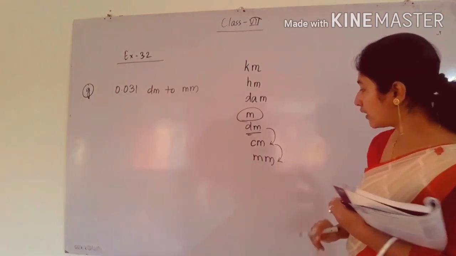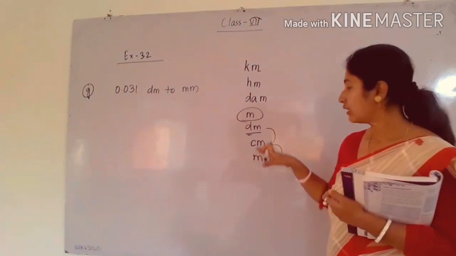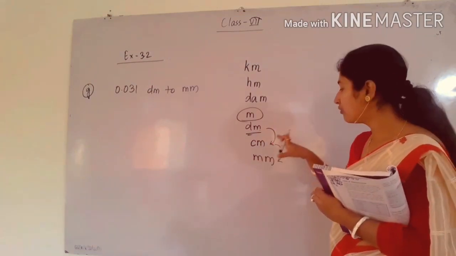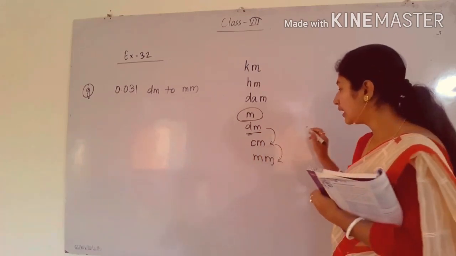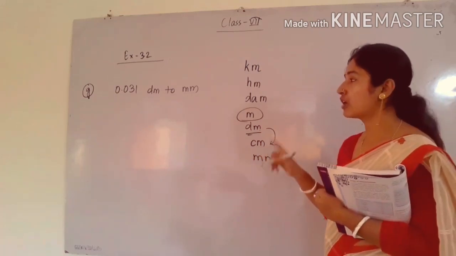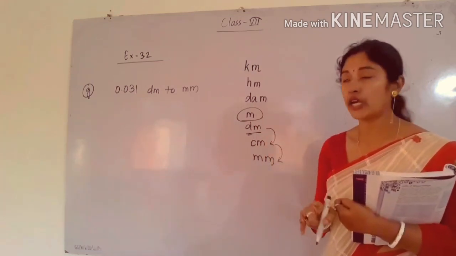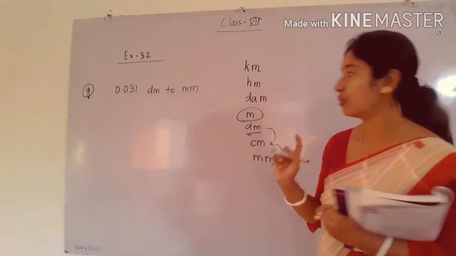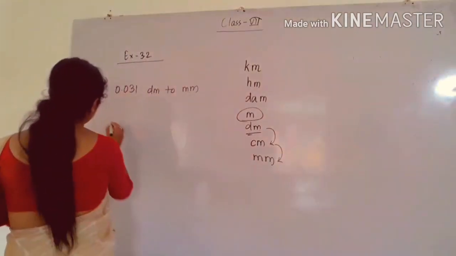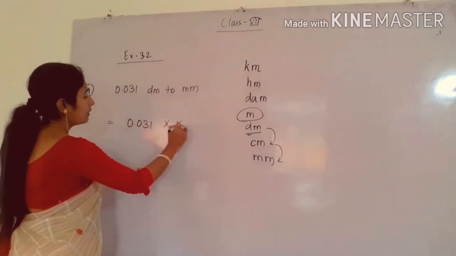Okay. So already you know, whenever we go 2 steps down, then we have to multiply. Multiply with how many tens? 2 tens. So 10 into 10, you have to multiply by 10 into 10. That means you have to multiply this decimal number by 100. Then it will get converted to millimeter. So by using this chart, I can write 0.031 into 100.